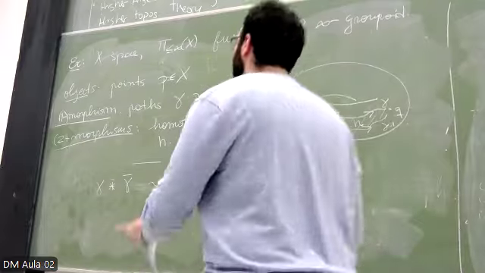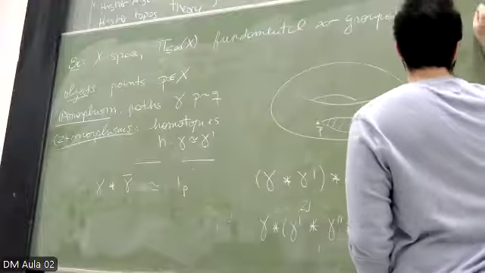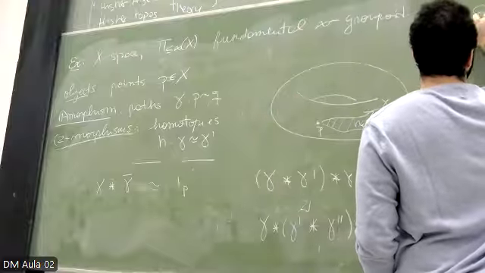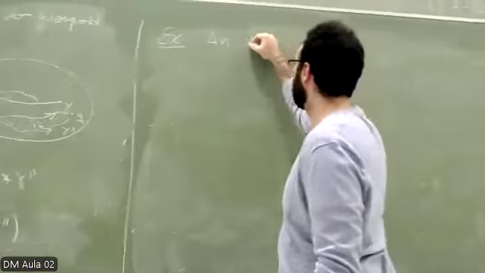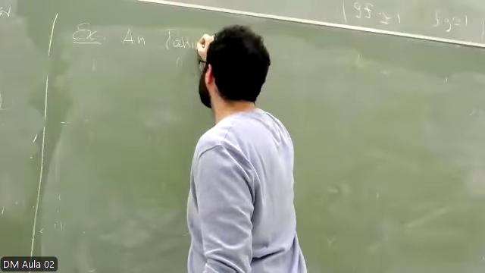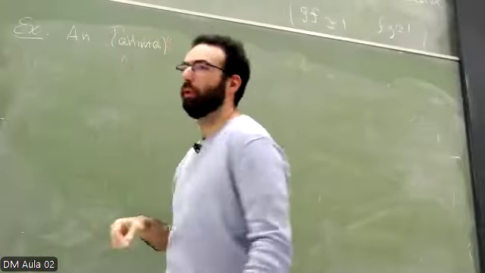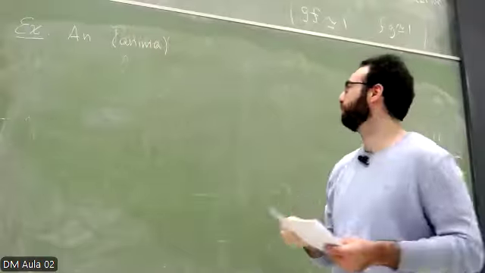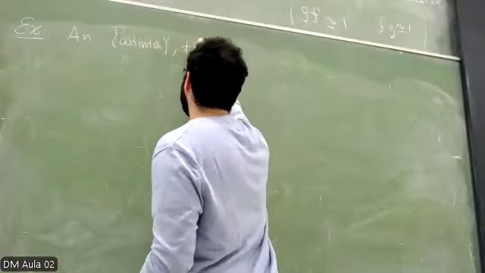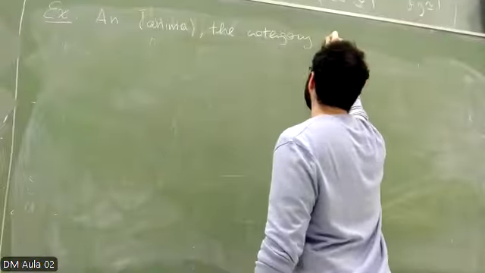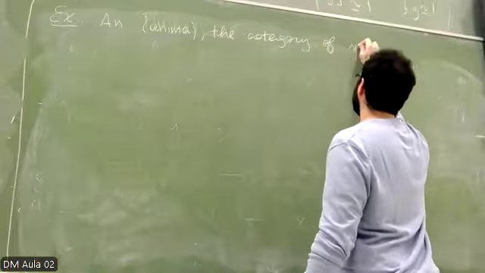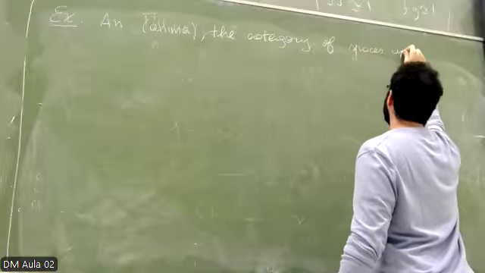Okay, another example, of a similar vein but more global, so to speak. It's Anima, meaning soul in Latin, the category of spaces up to homotopy.